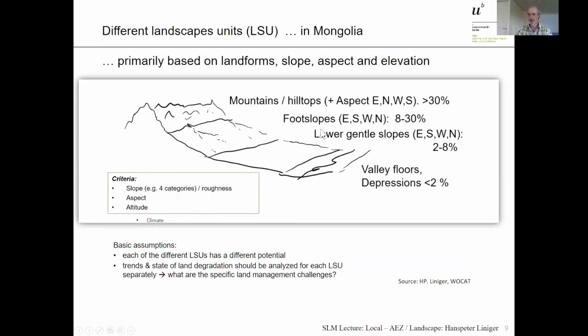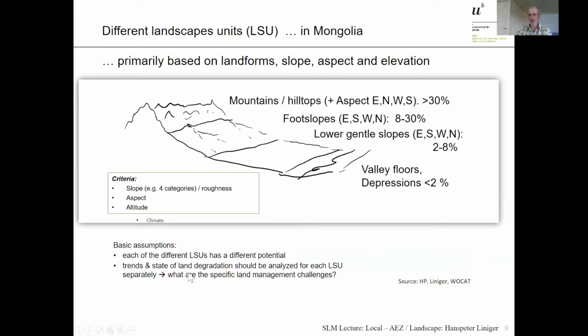Okay, and then on top of that, each of them is subdivided into different aspects, exposition that they have towards the east, north, west, or south. In Mongolia, this seems to be important. Slope, aspect, altitude. So the basic assumptions that we have in this landscape consideration is that each of the different landscape units has a different potential.